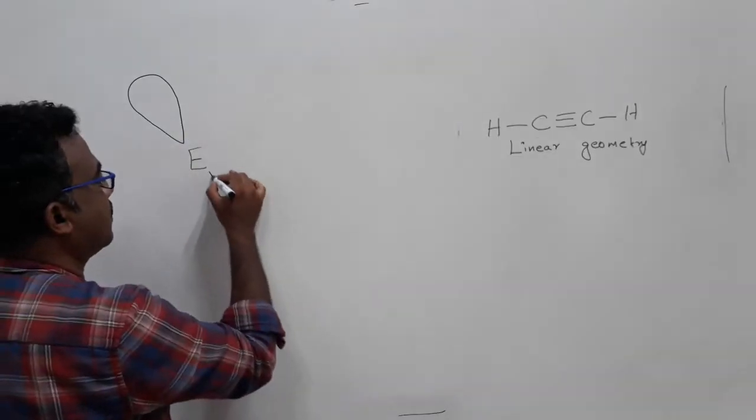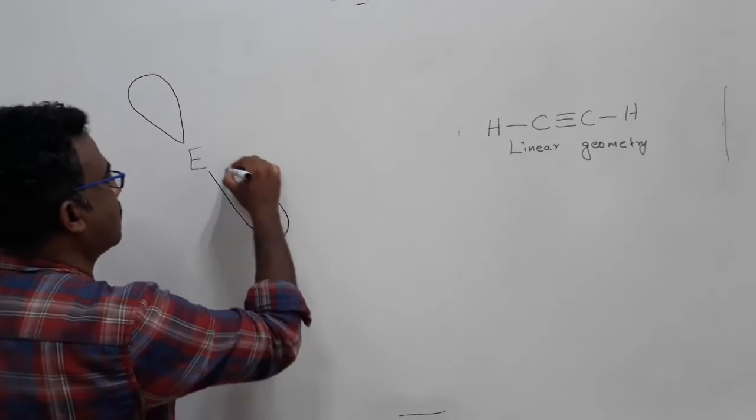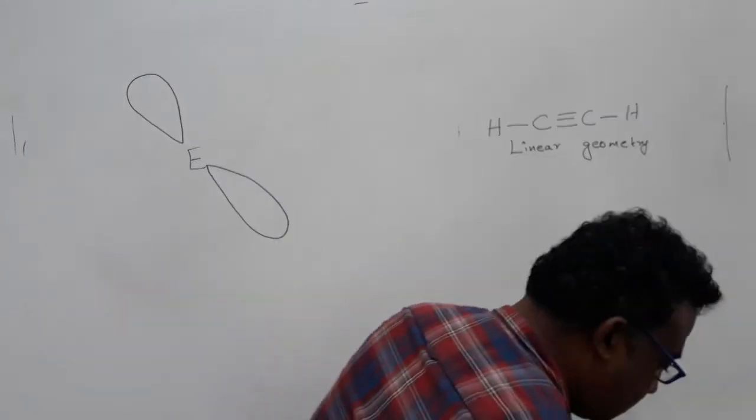I am just going to draw E. I have an sp hybrid orbital, and also I have a p orbital.